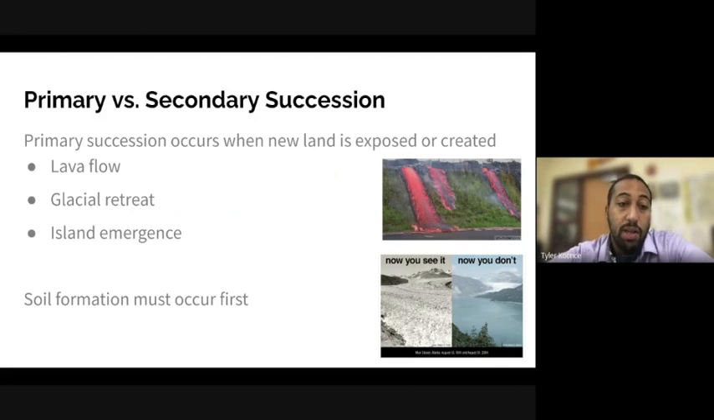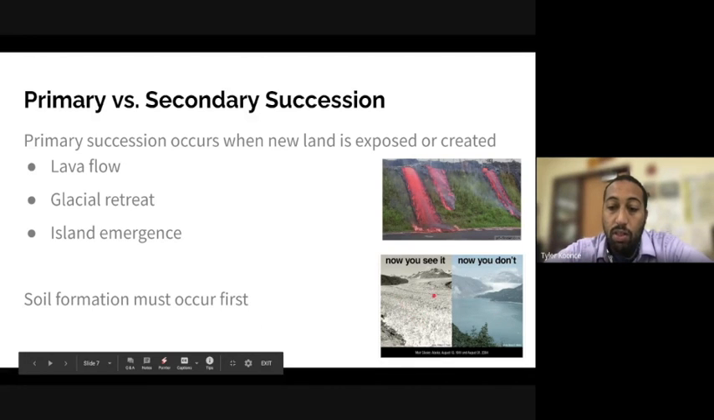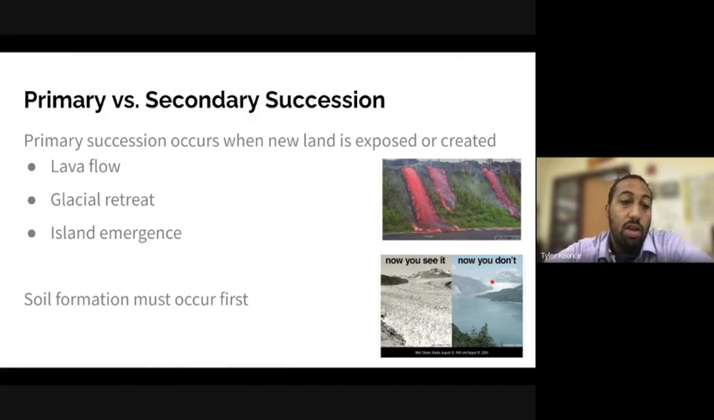So primary succession occurs when we have some kind of new land that is exposed or created. With land being created, we're talking about things like lava flows. So you have lava, you have this new set of land, it's just rock. Something is going to occupy that eventually over time. When glaciers retreat, so this is an example here where this is all glacier, not a whole lot of it being used, and slowly it's retreated. But that area can be used for that primary succession, or island emergence.